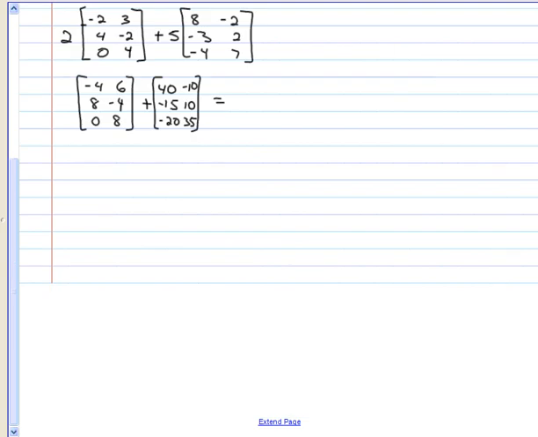Now we have to add these things together, and we add the corresponding ones. So negative 4 and 40 make 36. First row, keep going. Negative 4. Second row, what will we get? Negative 7. 6. Third row. That would be 43. And we have our answer.